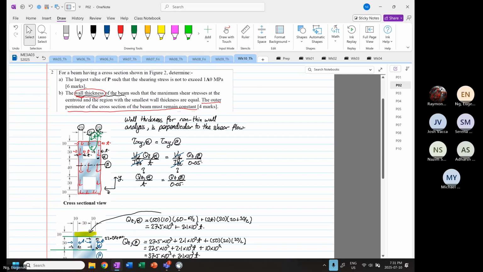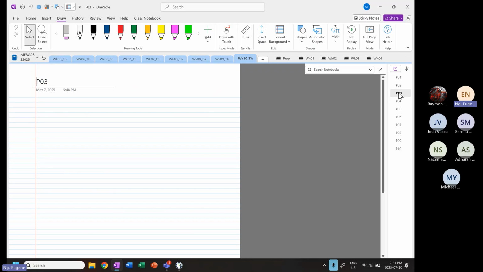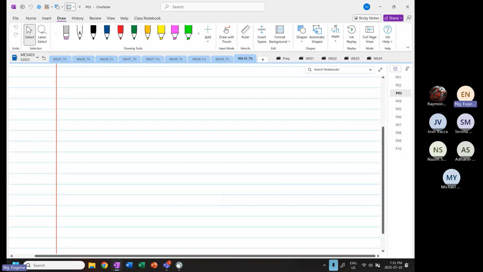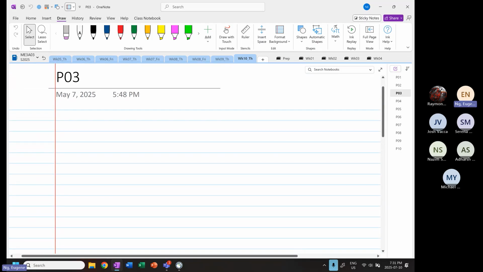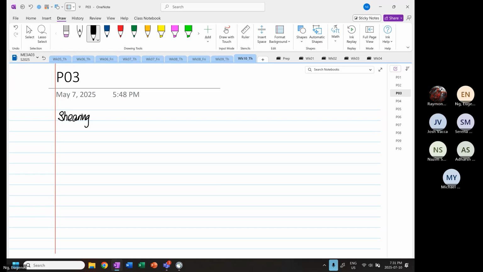Right. So now we are going to go into a new subtopic, and this new subtopic is shearing stress for composite material.